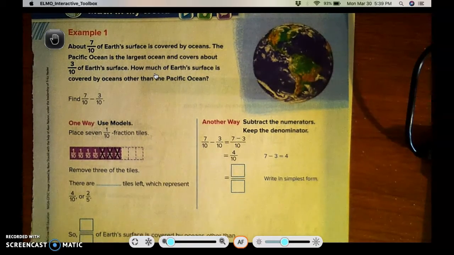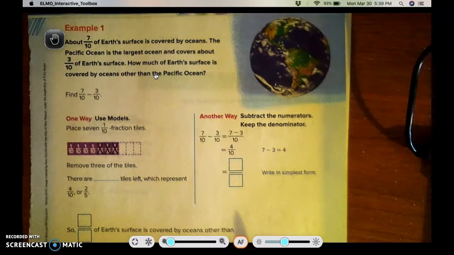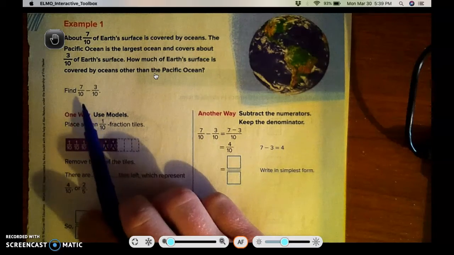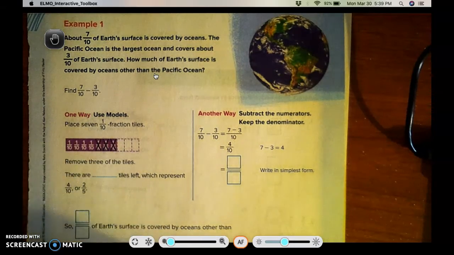Example number 1, about 7/10 of the Earth's surface is covered by oceans. The Pacific Ocean is the largest ocean and covers about 3/10 of Earth's surface. How much of Earth's surface is covered by oceans other than the Pacific Ocean? So they set up their problem. They took the total amount minus the Pacific Ocean to show them how much is going to be left.